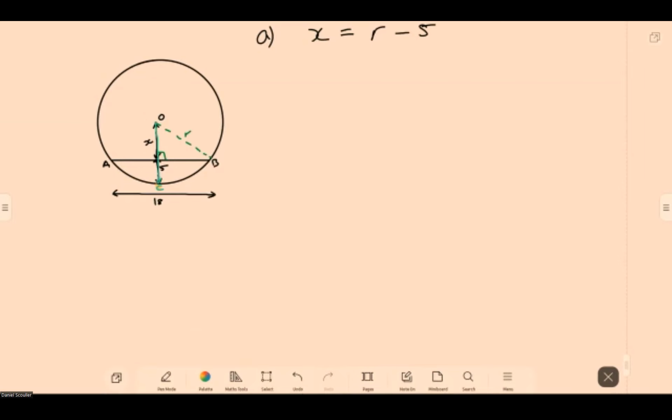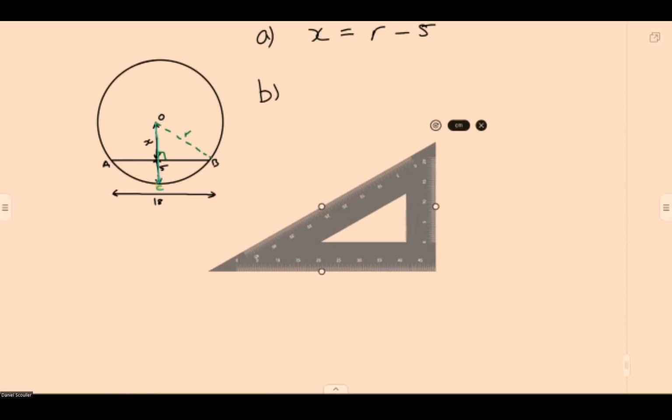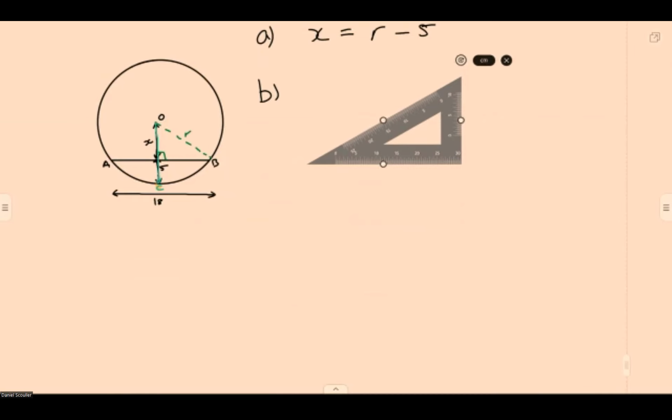Part B is a wee bit more difficult. What it's going to ask you for is to calculate the radius of the pipe. What we're going to use is a bit of Pythagoras. So let's draw out a right angle triangle and put what we now know on it. Now flip that round. Let's make it a wee bit smaller.